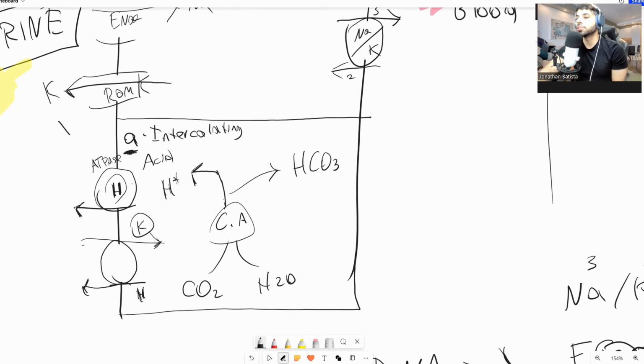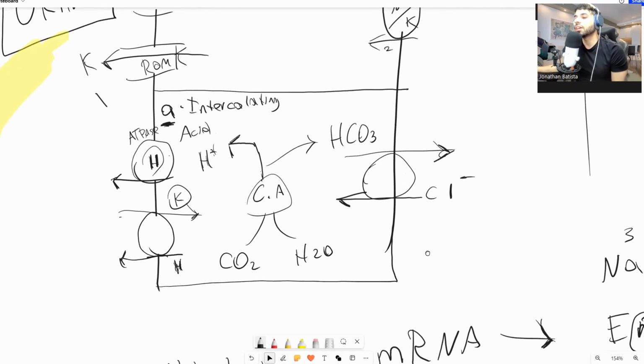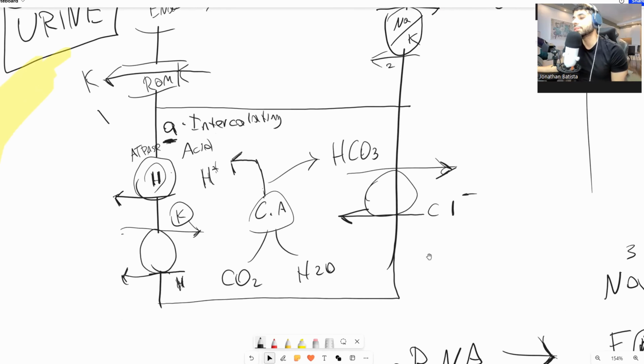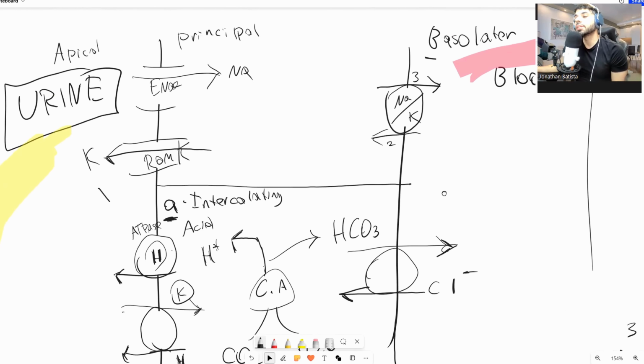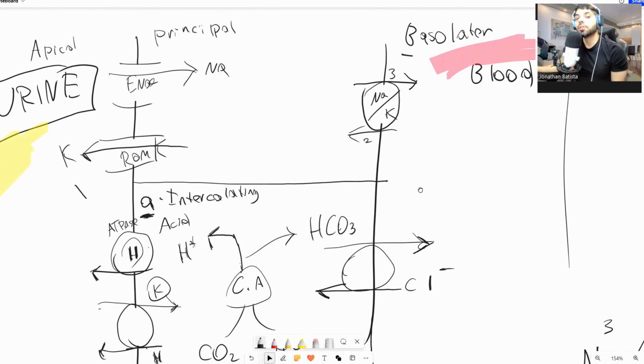Now, something else. Nothing here is for free. You have to actually reabsorb this bicarb, but you have to pay up with chloride. So don't worry, this will be on the notes. It'll be a lot clearer because my handwriting is not the best. But understand this concept. This is basically how you can now reabsorb volume.